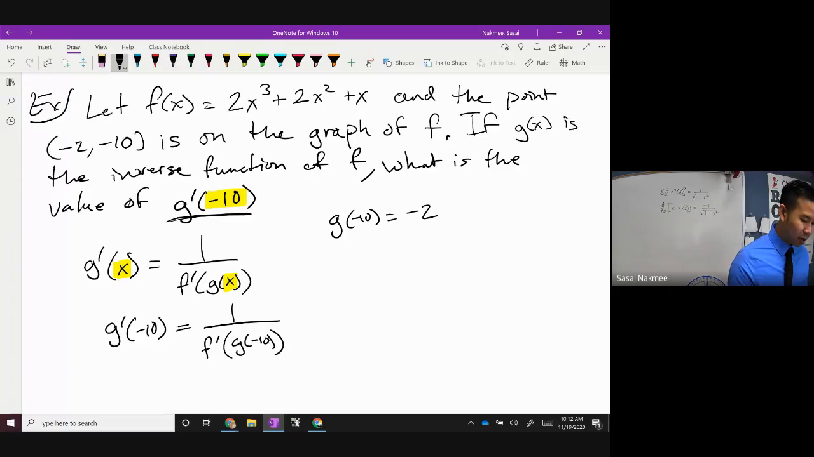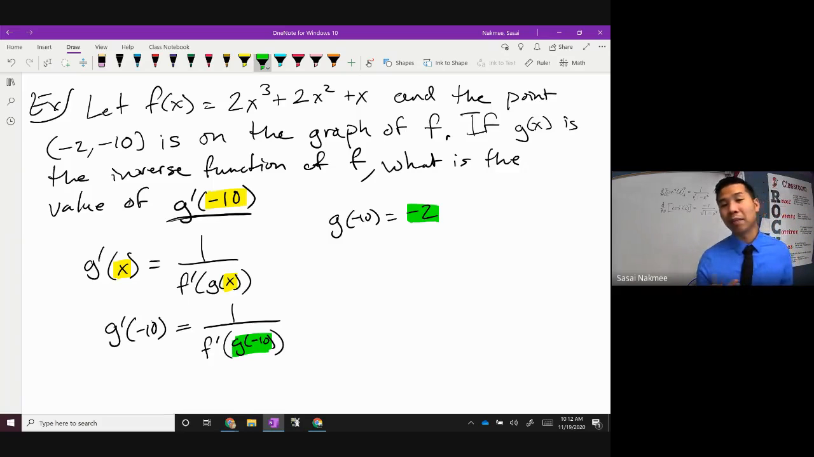The second thing then, so I already have this part done. I have this part right here. This negative 2 is going to go in for this g of negative 10. That part's beautiful. That means then I'm looking for the derivative evaluated at negative 2. So let's go ahead and find the derivative of f of x.